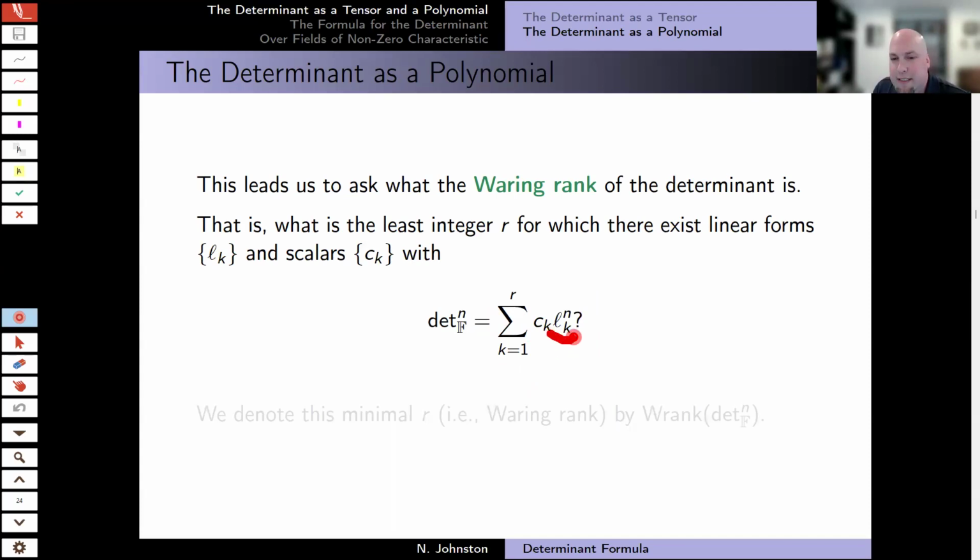Okay, so these L_k are linear forms, and I'm raising them to the nth power, which I've got to do if I want this thing over on the right to have the same degree as this thing over on the left. Okay, so it's the least R for which I can write the determinant as a linear combination of nth powers of linear forms. Okay, that's called the Waring rank. A bit of a mouthful.